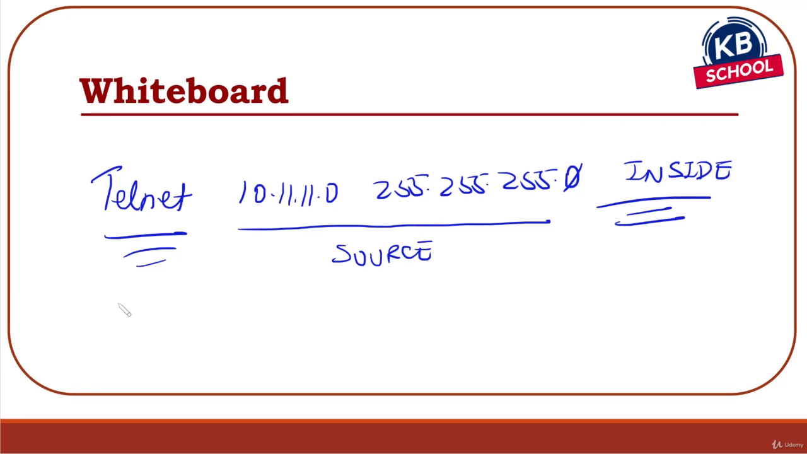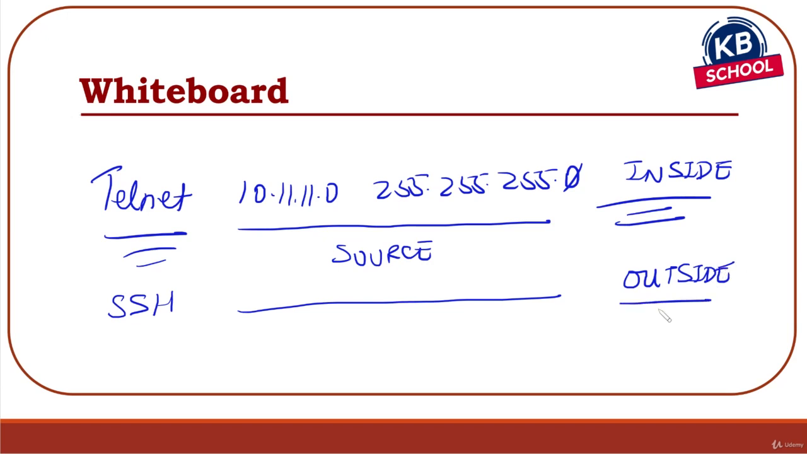Similarly, if I wanted to allow SSH, I would do the same thing. SSH, whatever network, whatever interface, let's say outside. So I'm enabling SSH on the outside interface. So it's a per interface type of thing.